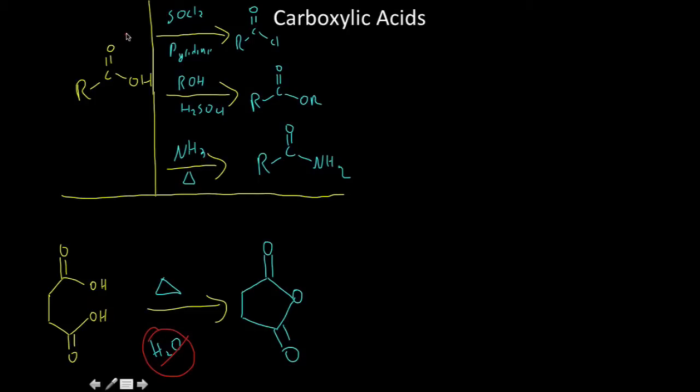Okay, so for carboxylic acids, I think they're very unique in that they're the only species where you can form an acid chloride in decent amounts. The reagent that I use for that is something you should be familiar with: SOCl2, thionyl chloride. I can also treat them with acidic conditions and an alcohol to form an ester.